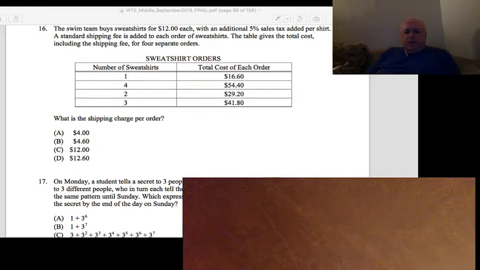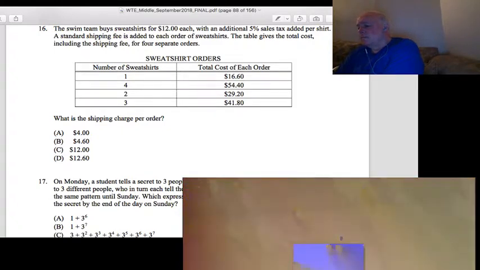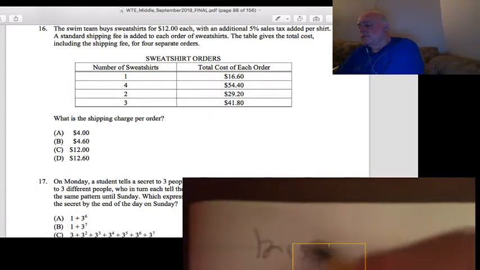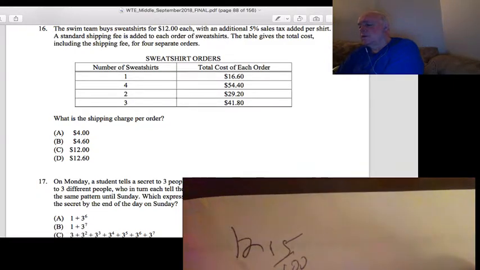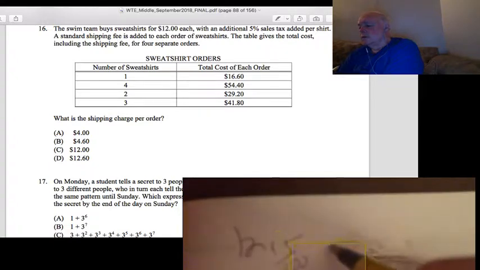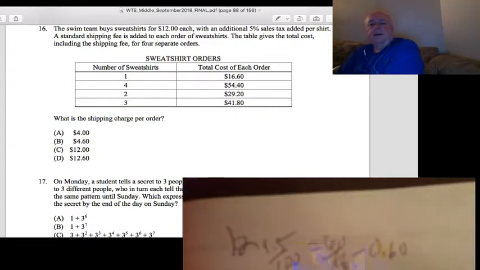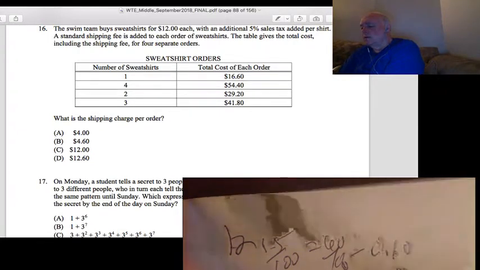All right, so you guys are getting B for this question. So what do we have? A sweatshirt is $12, 5% on top of that. So 5% of 12, we're going to get 60 of 100. So the tax is 60 cents. If we add that to the 12, we got 12.60. Okay, and we notice the price of one sweatshirt is $16.60. So that means the shipping must be $4.